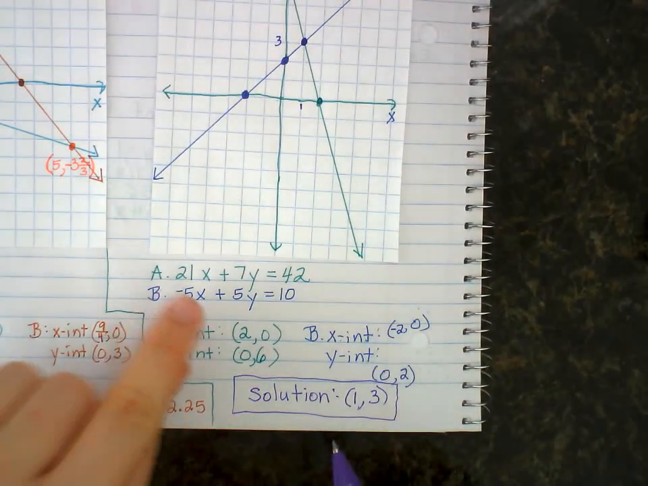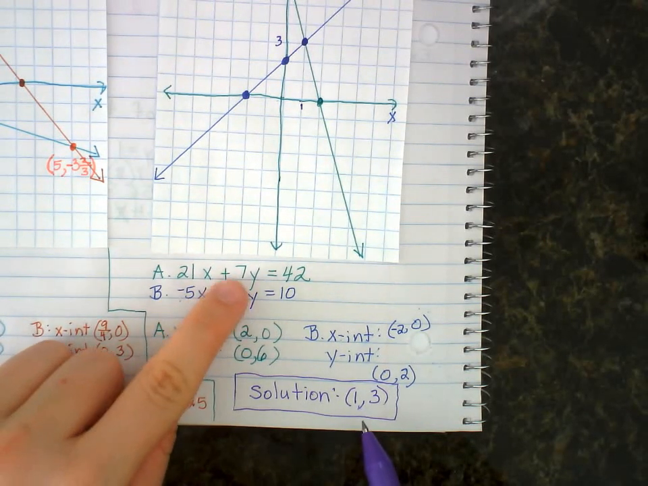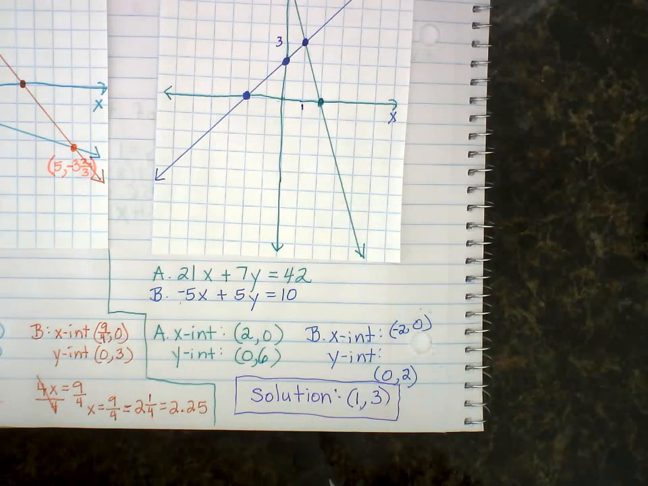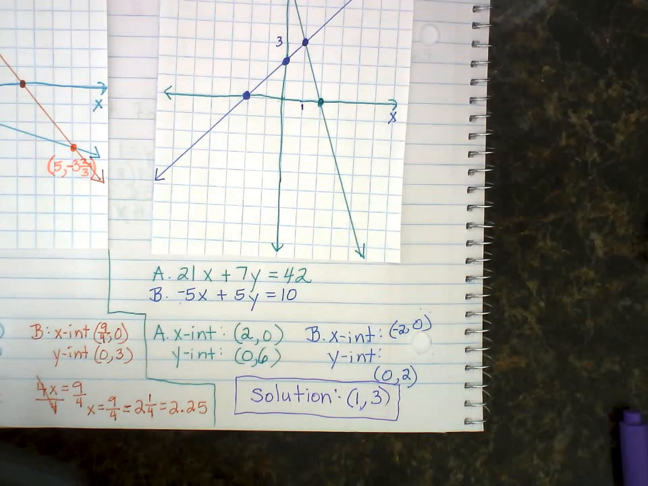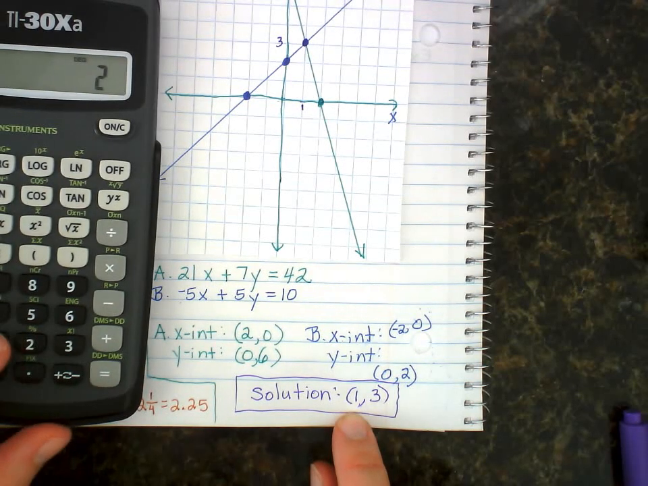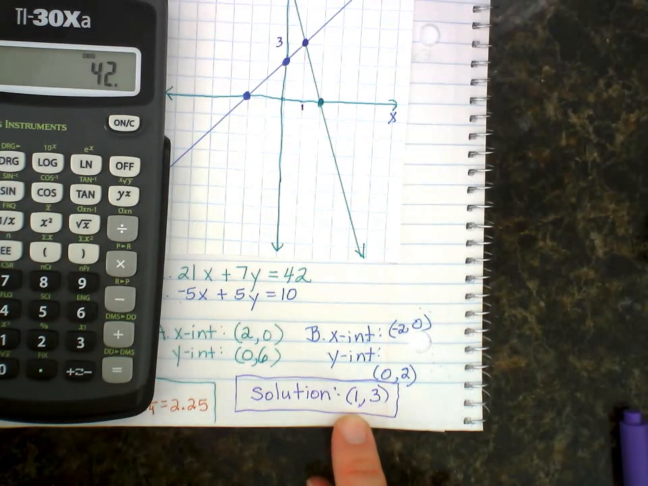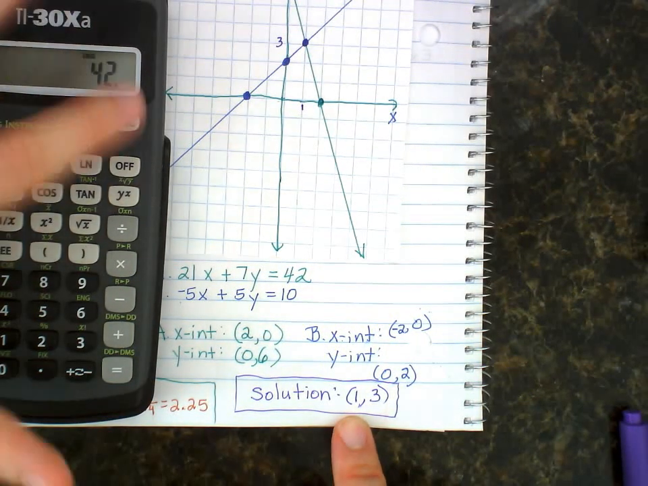So let's plug in 1 for x. 21 times 1, so 21 plus, uh-oh, you're joking. Did I mess up again? No way. 21 plus 7 times 3. Oh, it's 21 plus 21. Oh my goodness, I was freaking out.